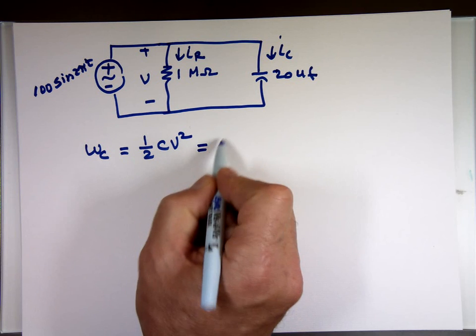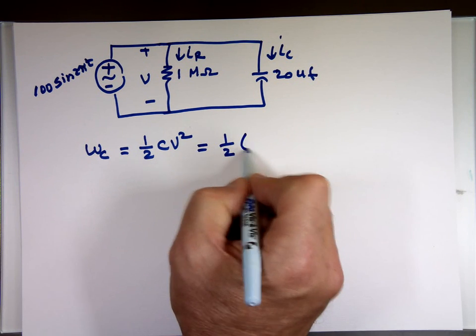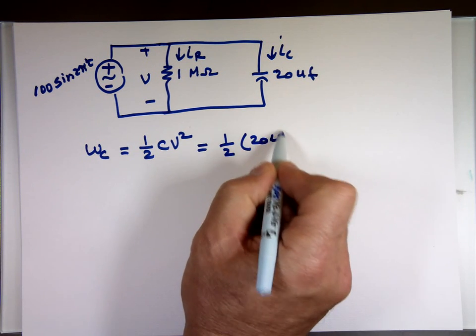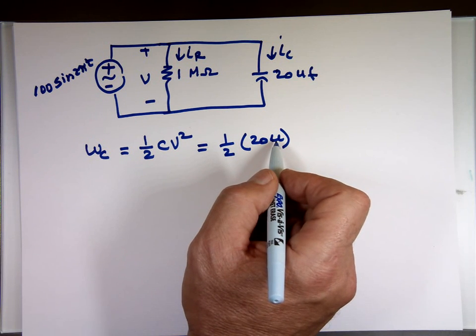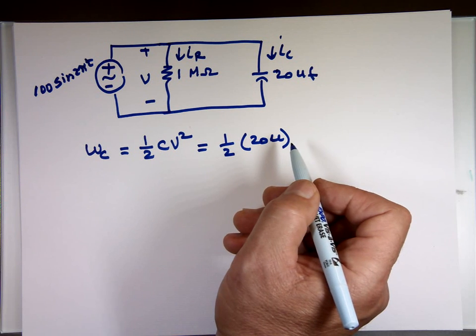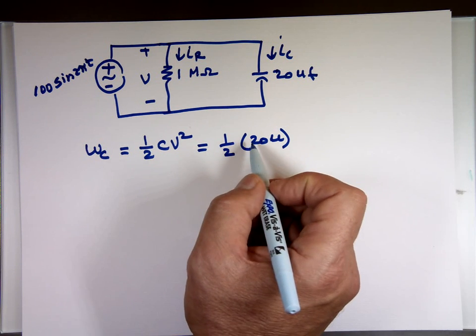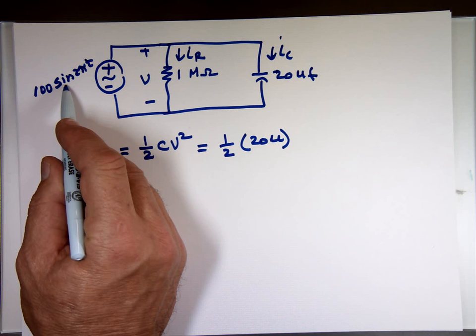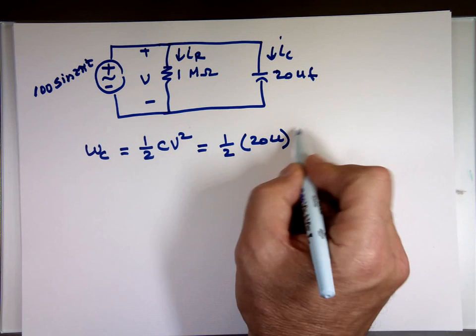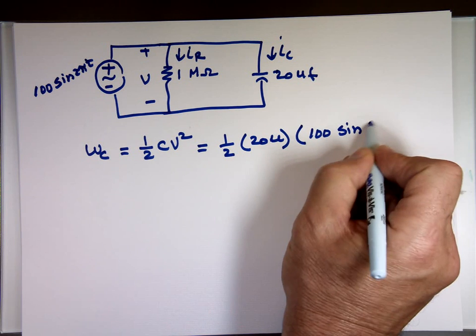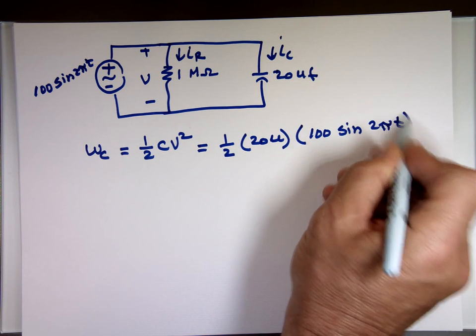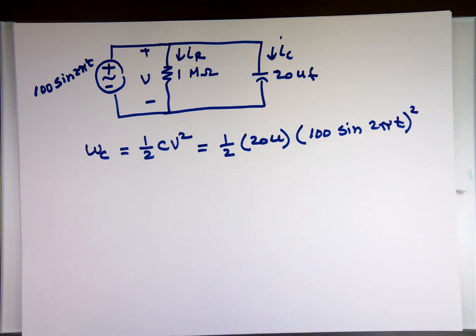1/2 C is 20 micro times the voltage squared. What's the voltage here? 100 sine 2 pi t. That's the amount of energy stored at any given time.